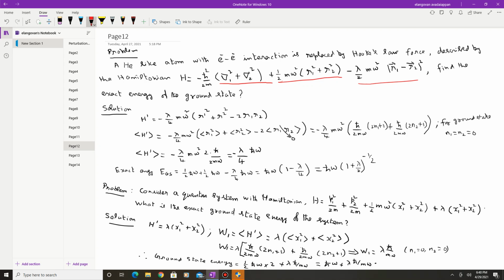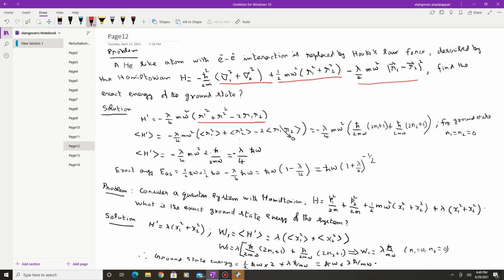So this is your H prime. H prime is equal to lambda by 4 times the modulus square of (r1 minus r2). If you expand this one, you will get this term. So the expectation value of H prime is equal to minus lambda by 4 mu square times the expectation value of r1 square plus r2 square minus 2 r1 r2.